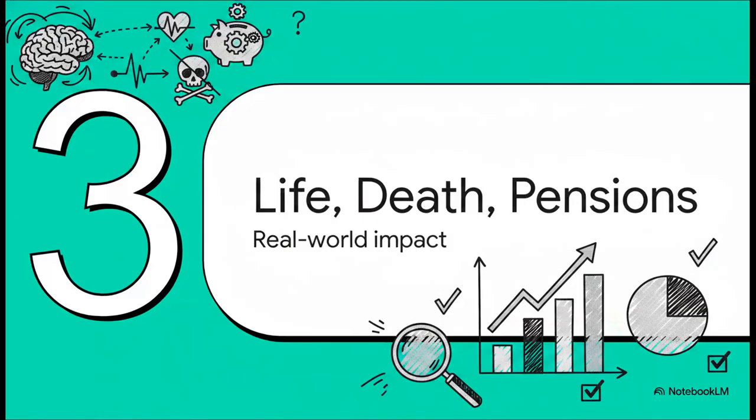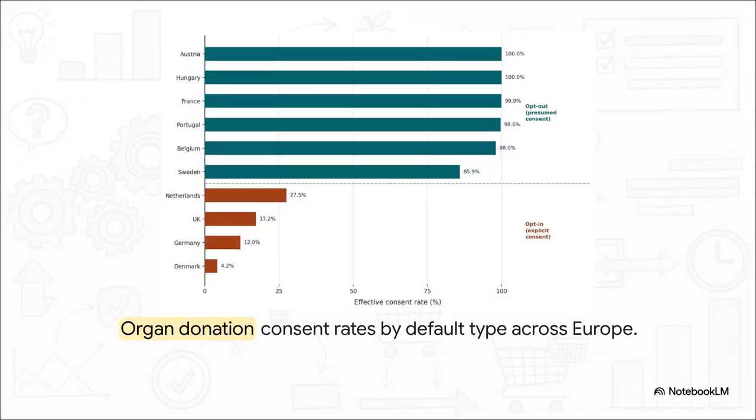Section 3. Life, death, and pensions. The sheer scale of the default effect is honestly massive. To put this into perspective, let's look at Johnson and Goldstein's study on organ donation consent across Europe. Countries with an opt-out system, meaning presumed consent, show these absolutely incredible consent rates between 86 and 100%. But in opt-in countries, where you have to actively register, rates plummet to somewhere between 4 and 28%.